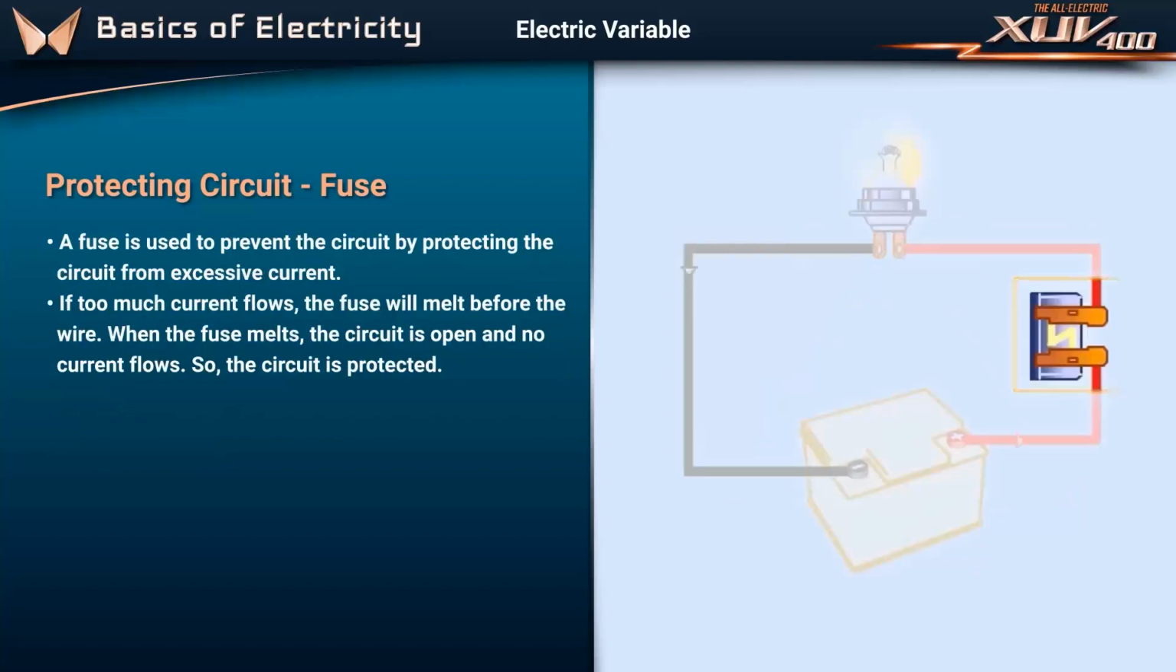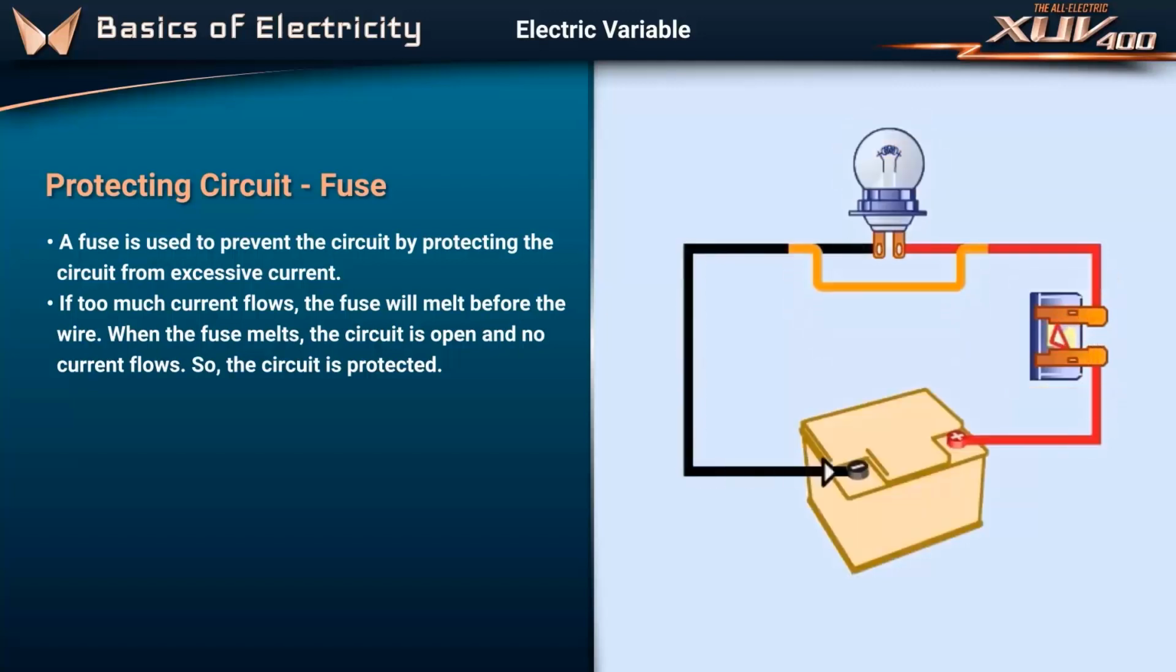A fuse is used to protect the circuit from excessive current. If too much current flows, the fuse will melt before the wire. When the fuse melts, the circuit is open and no current flows. So, the circuit is protected.